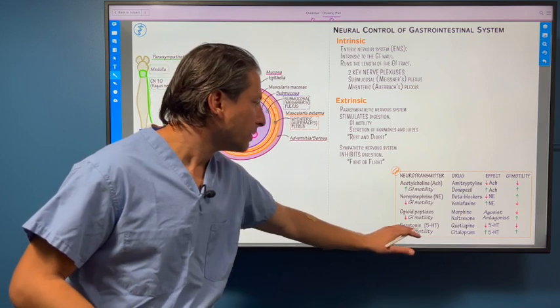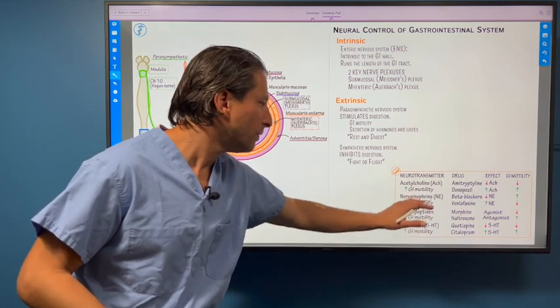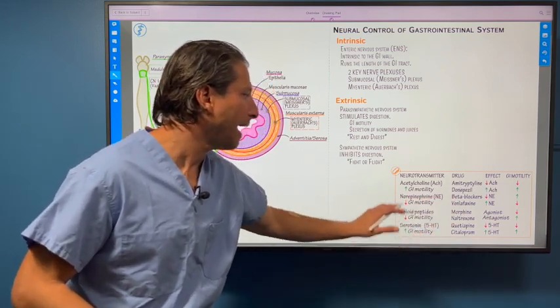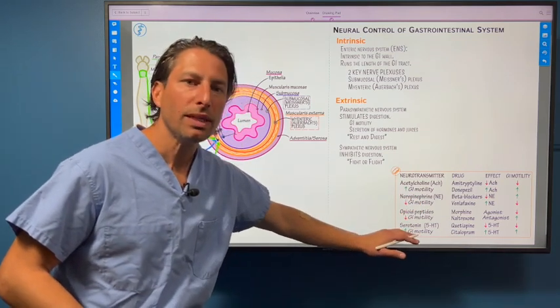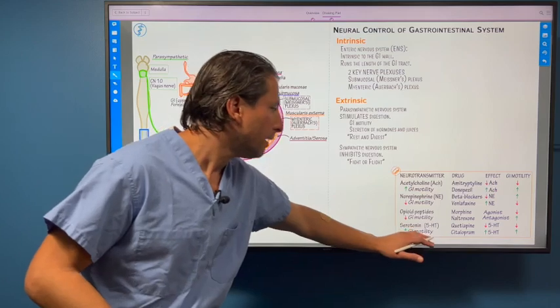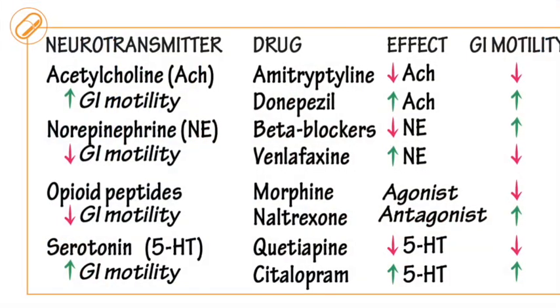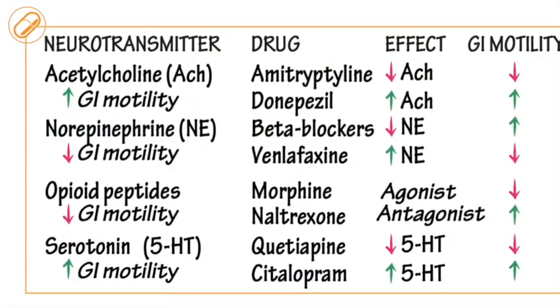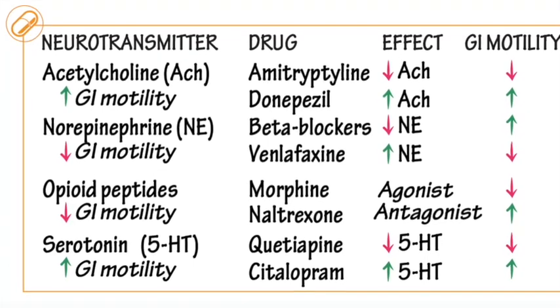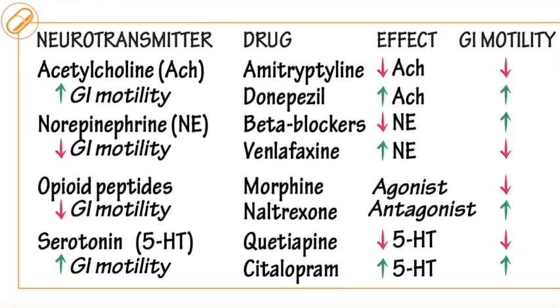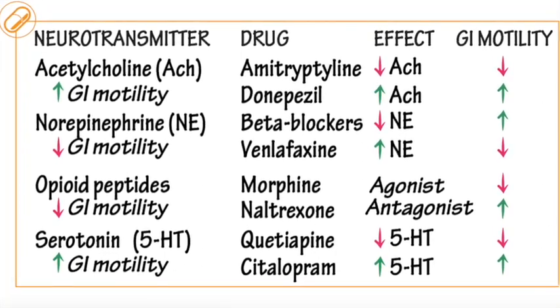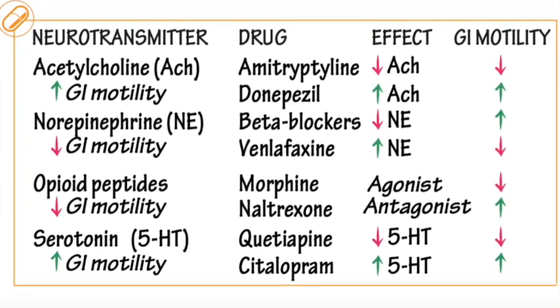And finally, serotonin, and this is where it gets confusing with the antidepressants because they have an admixture of norepinephrine and serotonin, but serotonin will increase GI motility. And so you can see these various, so quetiapine, for instance, which reduces serotonin, is going to reduce GI motility, whereas citalopram, which increases serotonin, is going to increase GI motility.